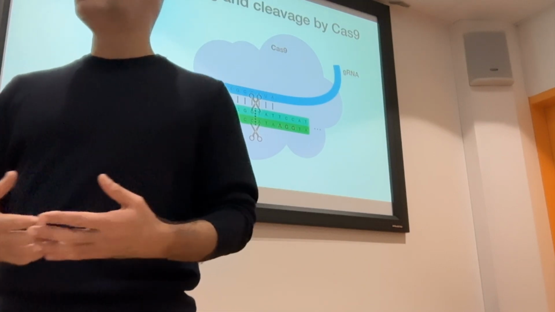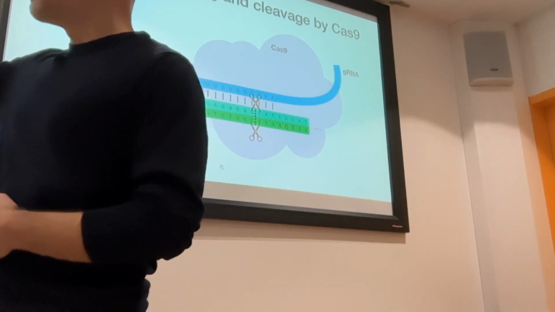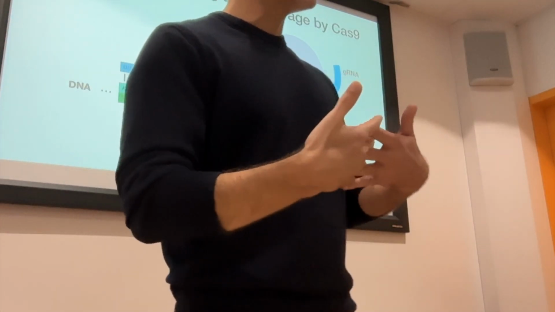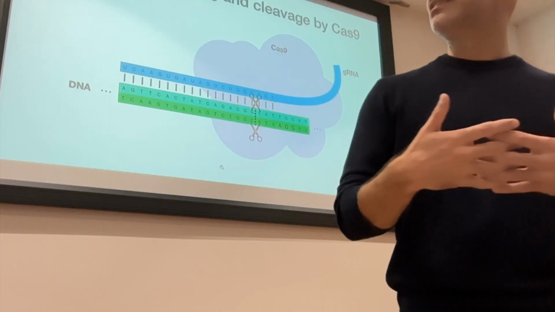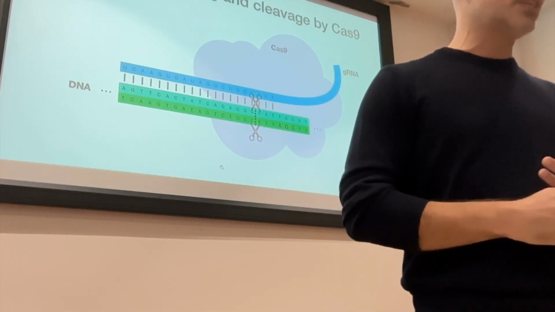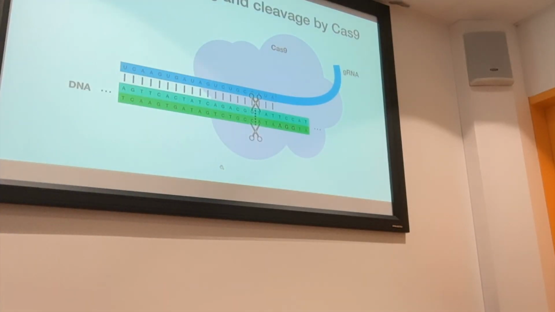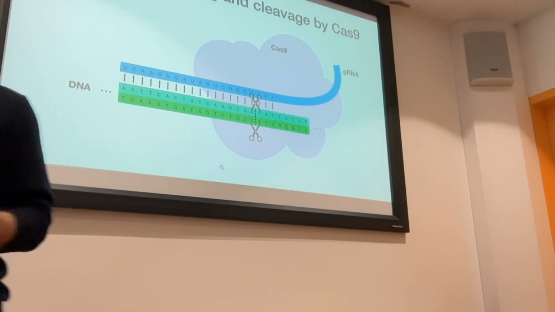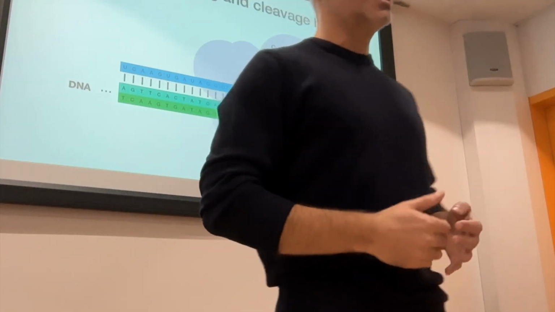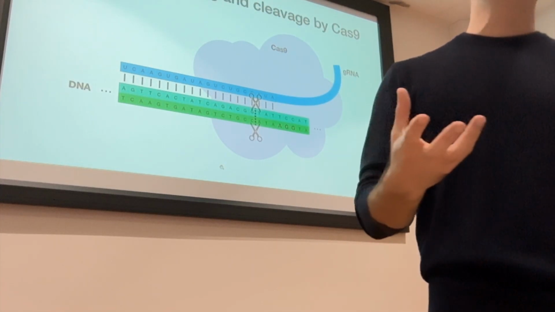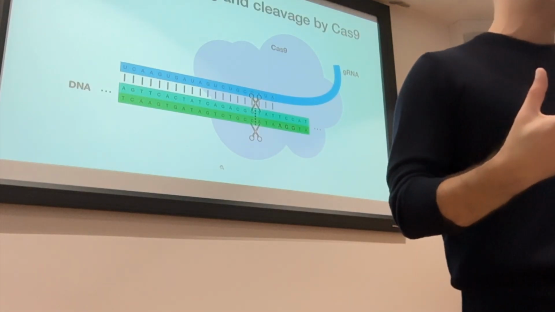And why? Because these 20 nucleotides have to be complementary to the sequence of the DNA that we are interested to target. And that only happens when there is a PAM site just before. So these 3 nucleotides, in the case of SpCas9, that is the beginning of the CRISPR edits.